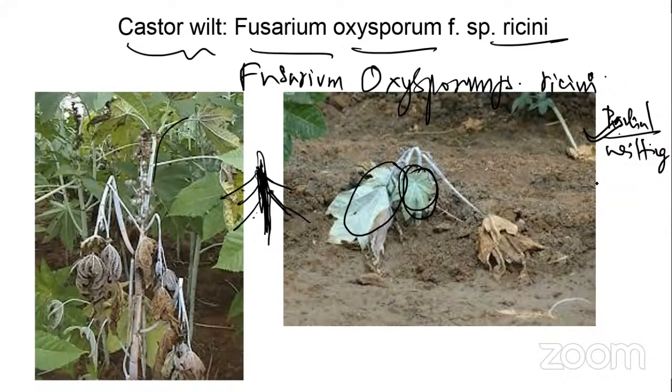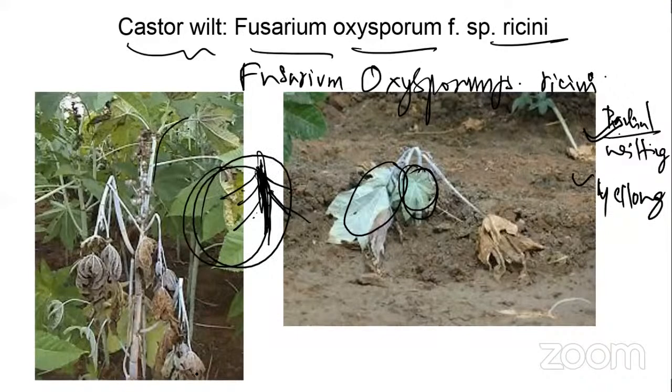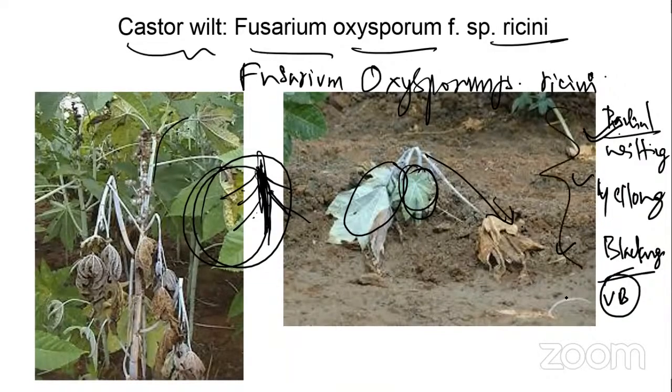Then yellowing will be there. You can see yellowing in the plant, which is also another criterion. Then you can break open the stem and check for blackening of the middle region. That is, the vascular bundle region will be blackened. That is also one of the criteria to identify this. And if it is early, the entire branch or even the leaf can be drooped off. So these are all the criteria you can find with respect to Fusarium.